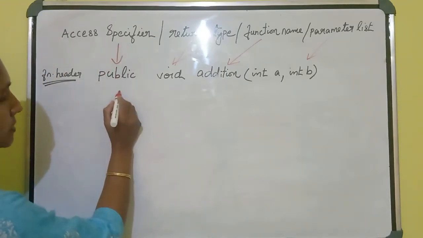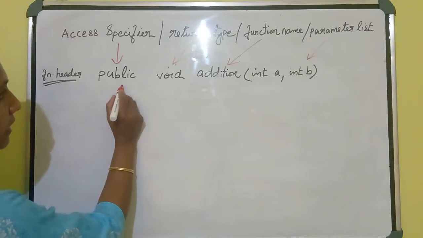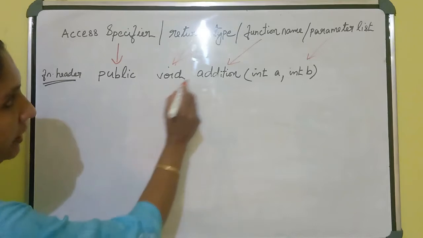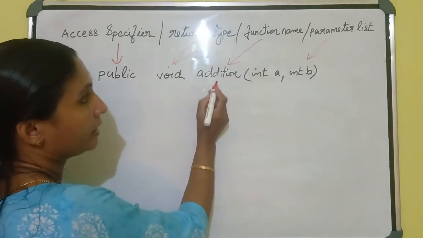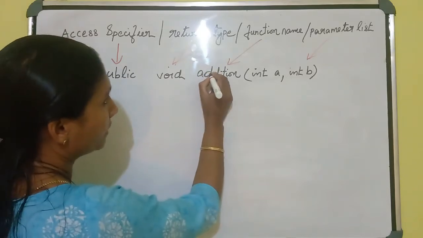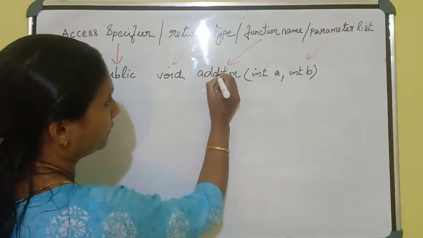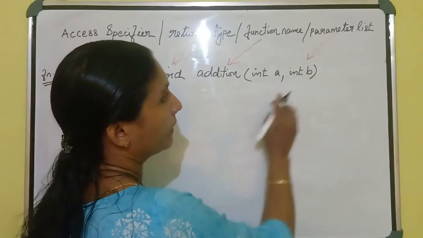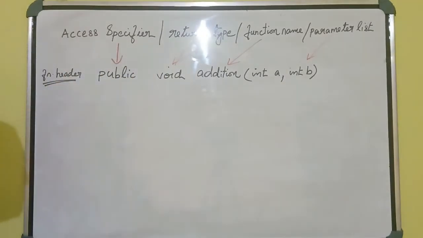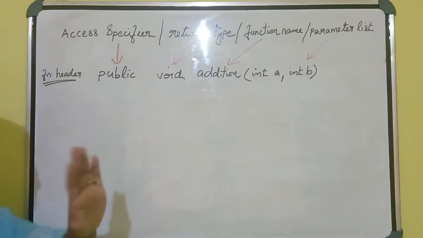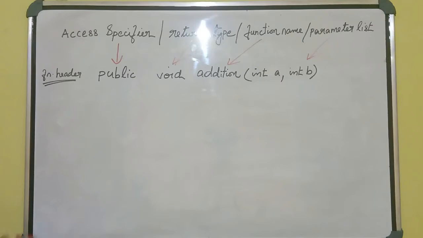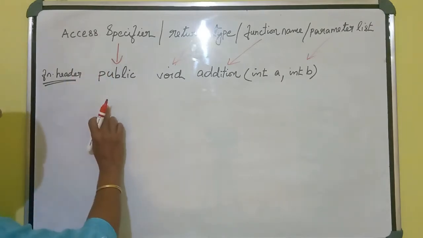First one, access specifier. Here I had given public. For the return type, I had given void. For the function name, I had given addition. Function name is addition. And for the parameter list, I had given int a, comma, int b. This is an example of a function definition. I will explain in detail. The first one is access specifier.